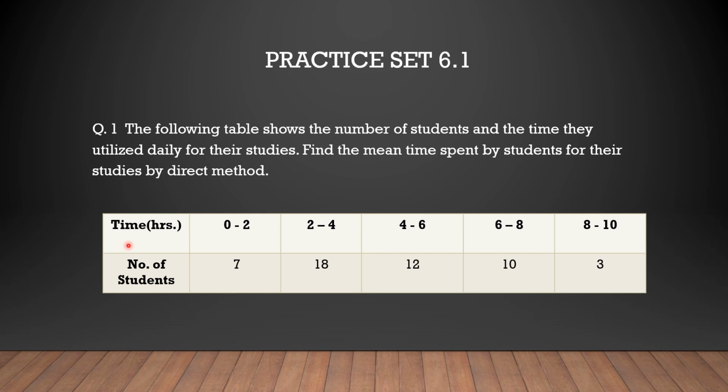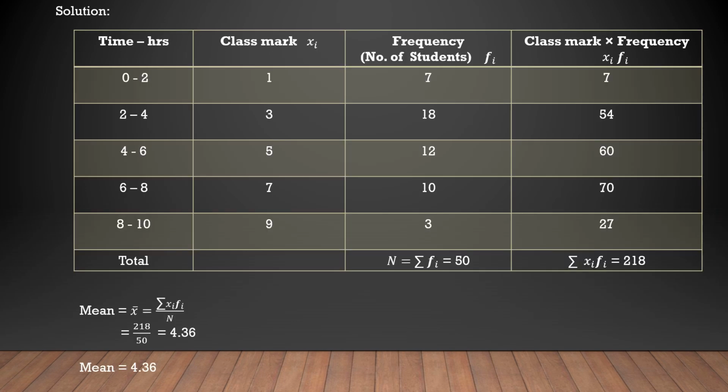So time is given: 0 to 2, number of students 7; 2 to 4, number of students 18; 4 to 6, 12; 6 to 8, 10; and 8 to 10, 3. So this information is given and we have to find the mean using the direct method. So using direct method, we have to calculate the mean.